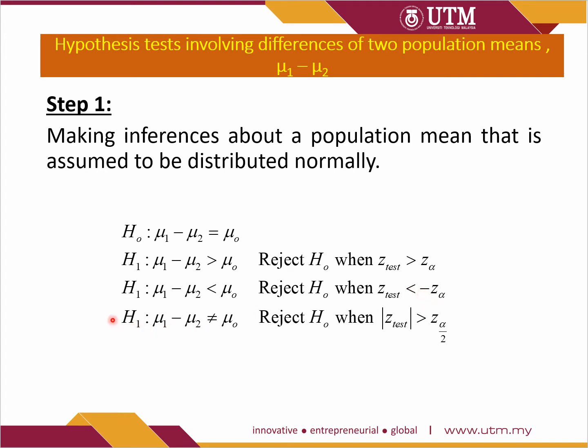And the last one, if the case is the difference of two population means is not equal to mu naught, we will reject H naught when the modulus of the Z test is greater than the critical value, given that it is Z alpha over 2. So the rejection of H naught is just the same as for one population. But what makes it different is just the symbol here. Since it involves the differences of two population means, we write on the left side mu1 minus mu2.